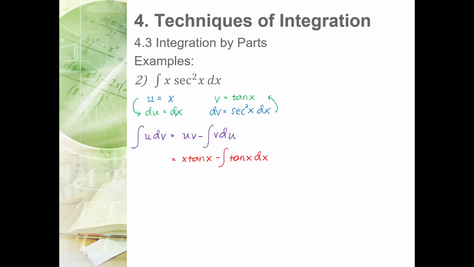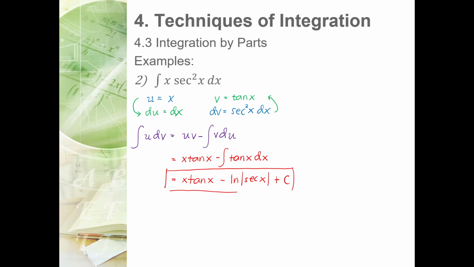We have a formula for the integral of tangent x. So that will be x tangent x minus the ln of secant x. The integral of tangent is the ln of secant x in the positive form, but if you want a negative, that will be negative ln of cosine x. So that is one possible answer.